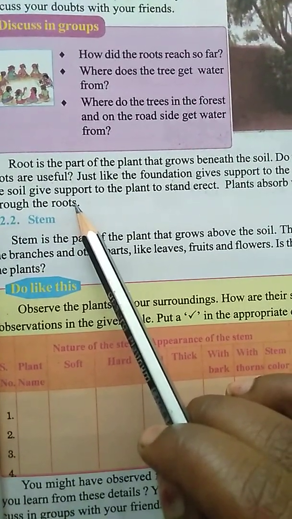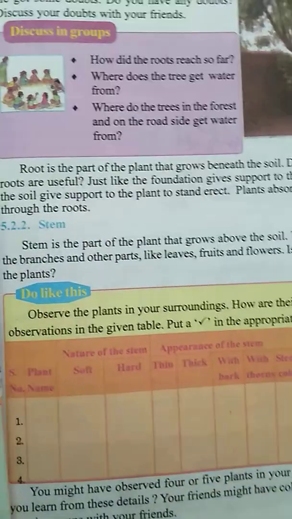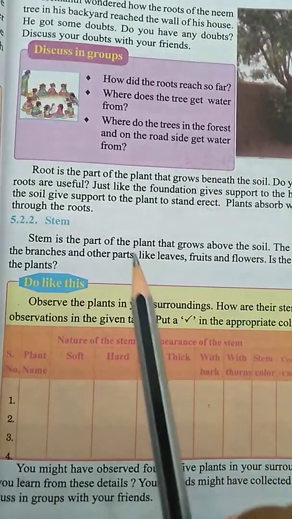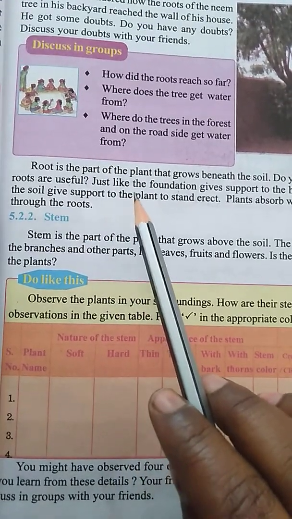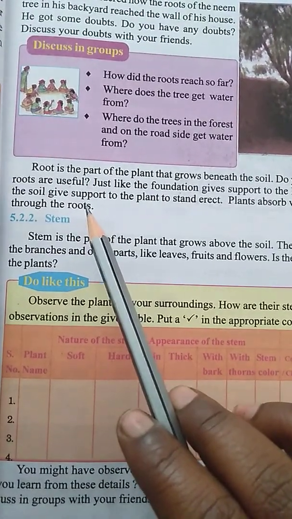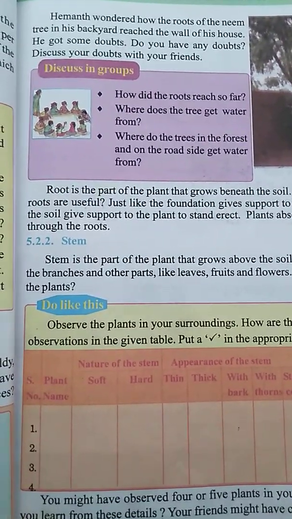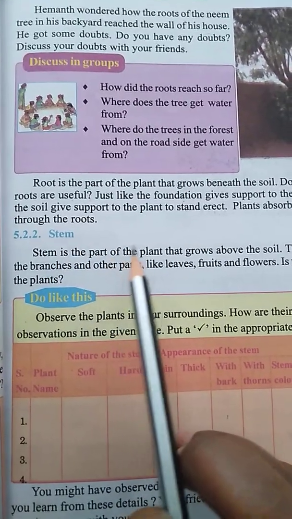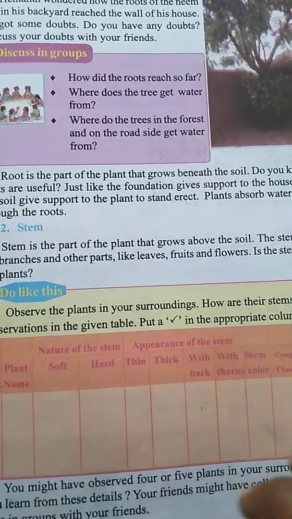They absorb the water and they support the plant to stand erect. Understood, children? So roots are very important in the plants and they are the main part of the plant. Next comes the stem. Stem is the part of the plant that grows over the soil, means above the soil.